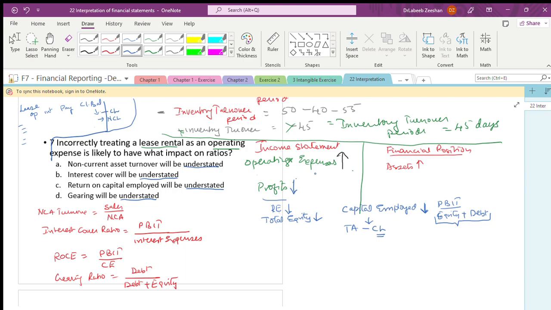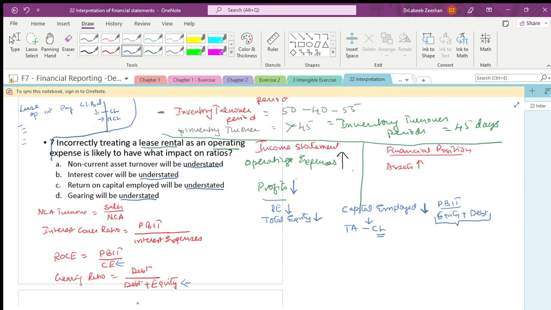You have to mention where equity is involved. Equity is involved here. Equity is involved in the return on capital employed. Equity is involved in the gearing ratio.